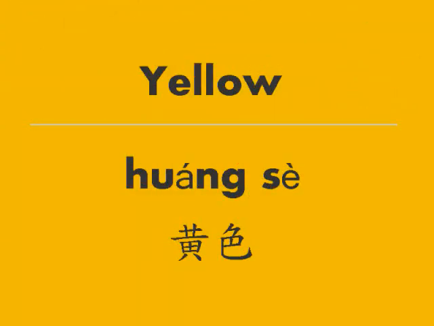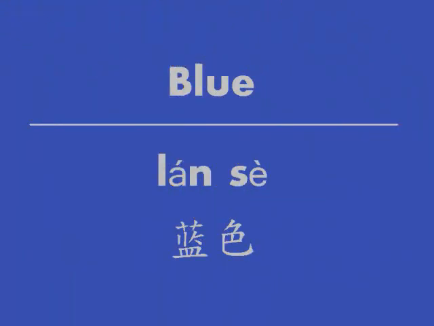The word yellow, 黄. And the color yellow, 黄色. Similar to the word yellow, the word blue, 蓝. Now the color blue, 蓝色.